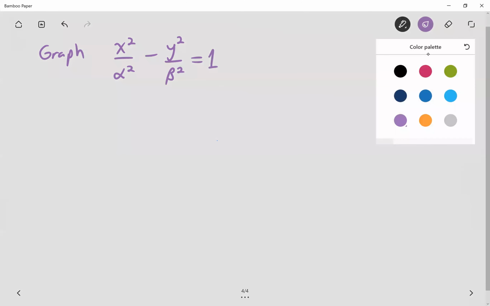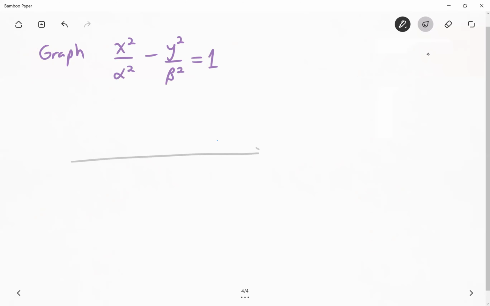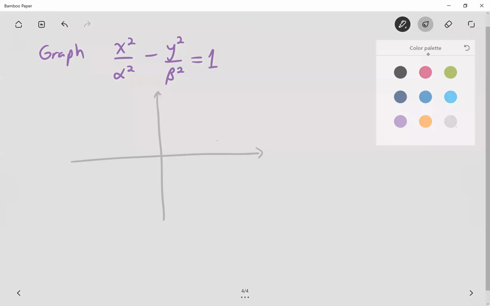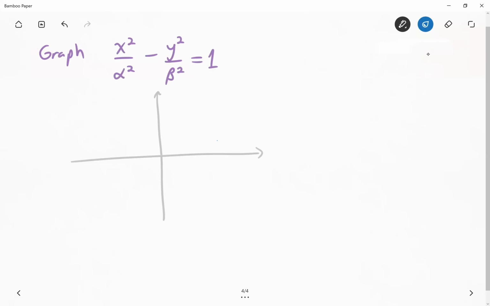And so I would like to graph the function x squared over alpha squared minus y squared over beta squared is equal to 1. We're going to put together that information we have from the last slide. We know a couple of points on this function. We know this contains the point alpha, 0 and the point negative alpha, 0. And we also know, going to mark beta and negative beta on the y-axis.